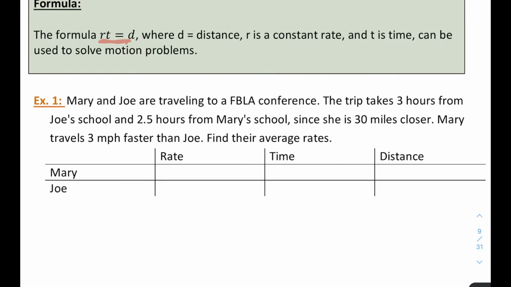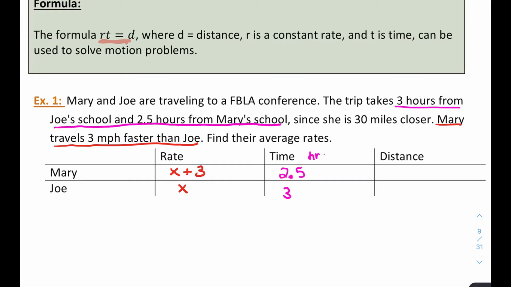We have some info about the amount of time it takes and their speeds. It kind of helps if I arrange my information in a table. I'm going to fill in what I know. First off, I know Mary travels 3 miles an hour faster than Joe. So if I label his speed as x, hers is going to be x plus 3. I know some times. The trip takes 3 hours from Joe's house and 2.5 hours from Mary's house.